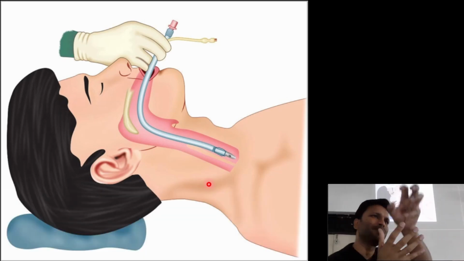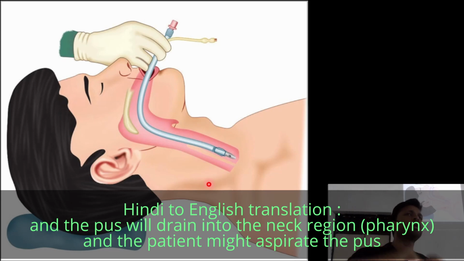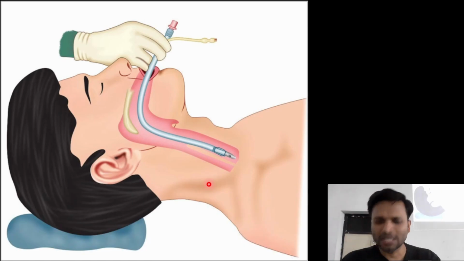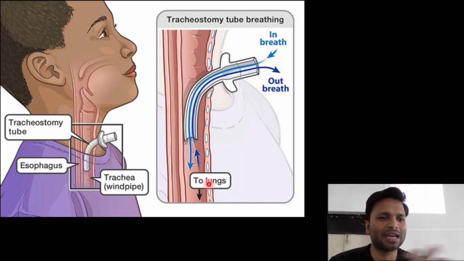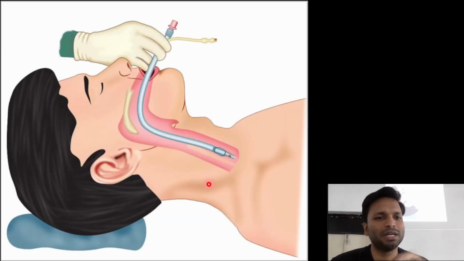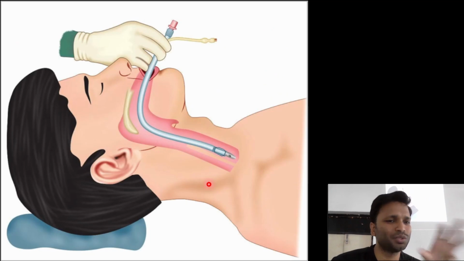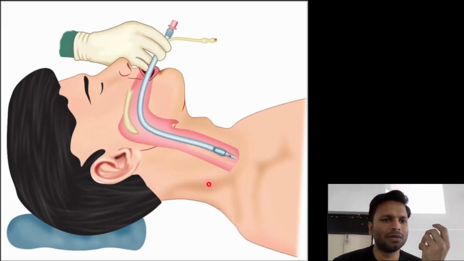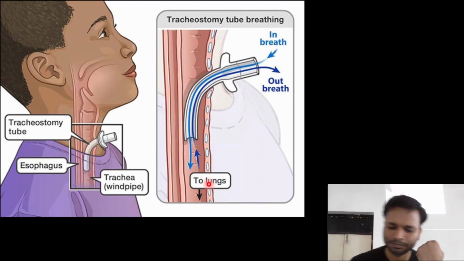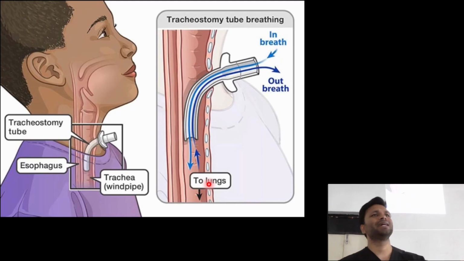There is a possibility of breaching that space, and whatever pus there is will drain into the throat region, neck region. Okay, and the patient might aspirate that pus, and the patient can die. In those cases, we can go for tracheostomy. So, in such cases, you have to be very careful. If the patient is not able to breathe, you can go for endotracheal intubation. But if you see there is a lot of inflammation, and the mucosa seems to be very weak, then you can go for tracheostomy. That is one, maintain airway.